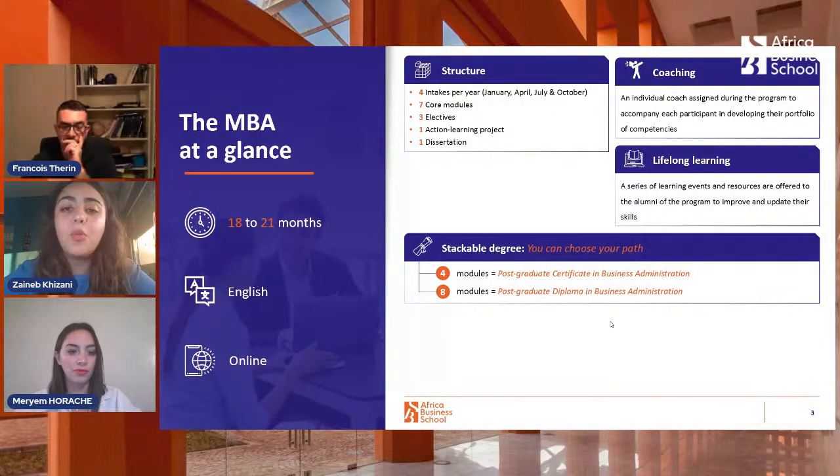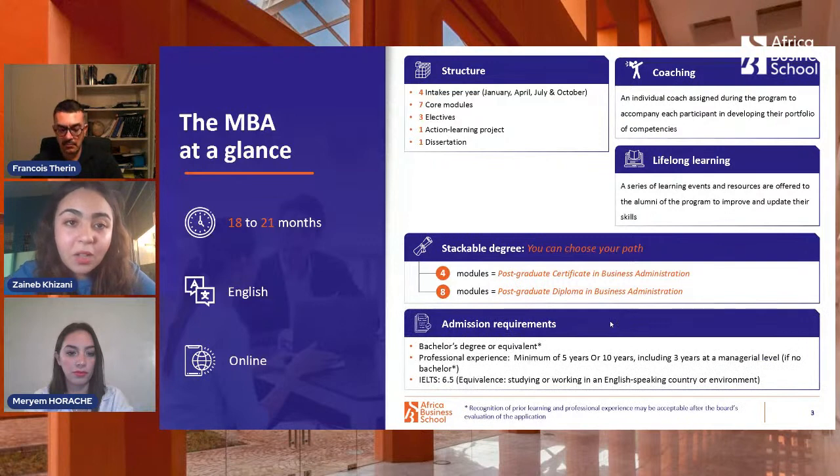So we designed our program to be stackable, meaning that we've inserted sort of checkpoints that can also be exit points after a certain number of modules. So for example, after 4 modules, you can get a postgraduate certificate in Business Administration. If you follow up to 8 modules, you'll get a postgraduate diploma in Business Administration. And then once you finish all 10 modules with the dissertation and all the requirements, you get your online MBA degree.